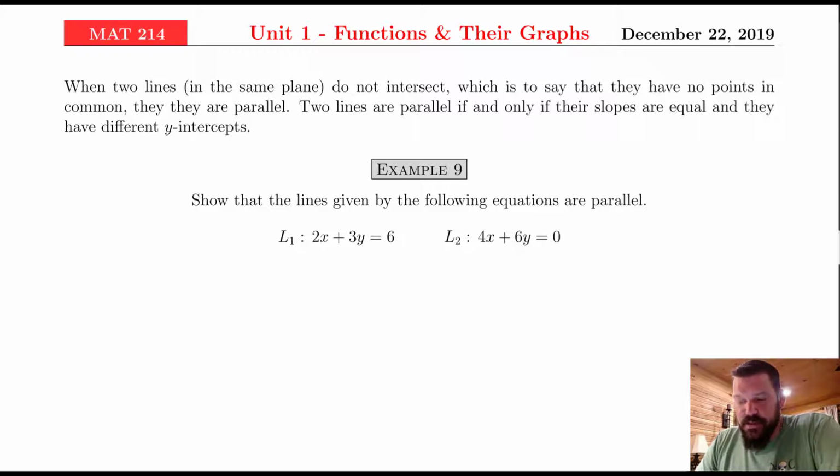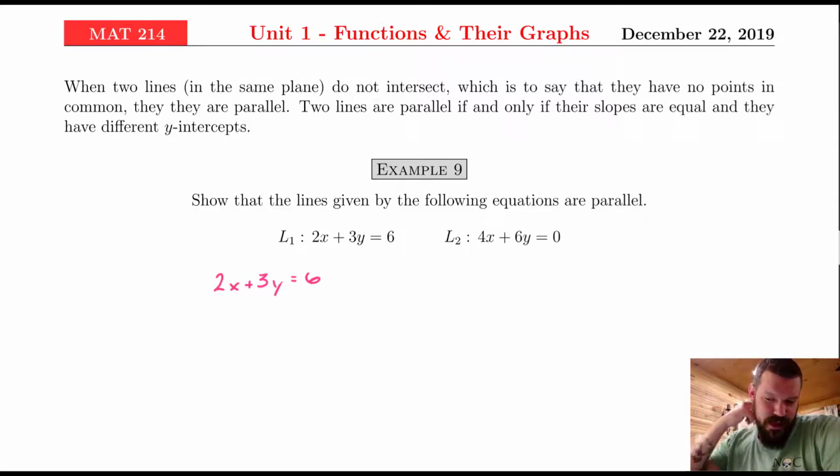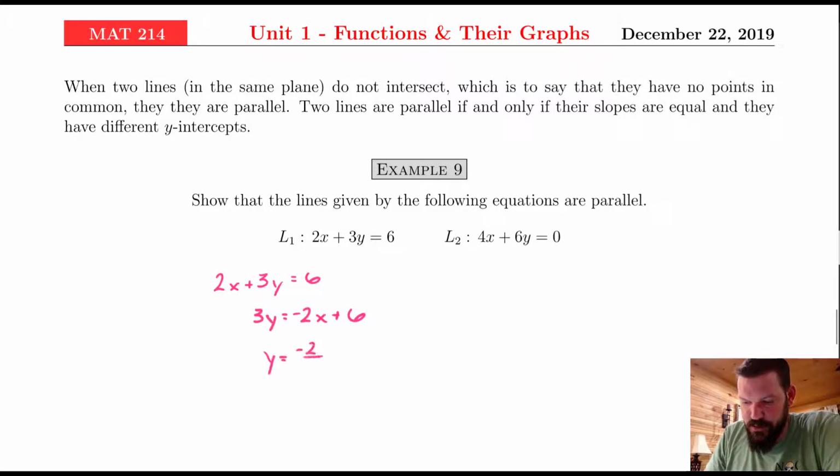If we take these two equations, they're both given to us in standard form. If we solve both of them and put them into slope-intercept form, we'll quickly be able to identify the slope, and then we'll know whether or not the two lines are parallel to one another. So looking at line L sub 1, which is 2x plus 3y equals 6, we begin by subtracting 2x from both sides, so we have 3y equals negative 2x plus 6, and then we divide everything by 3, and we get y equals negative 2/3 x plus 2.